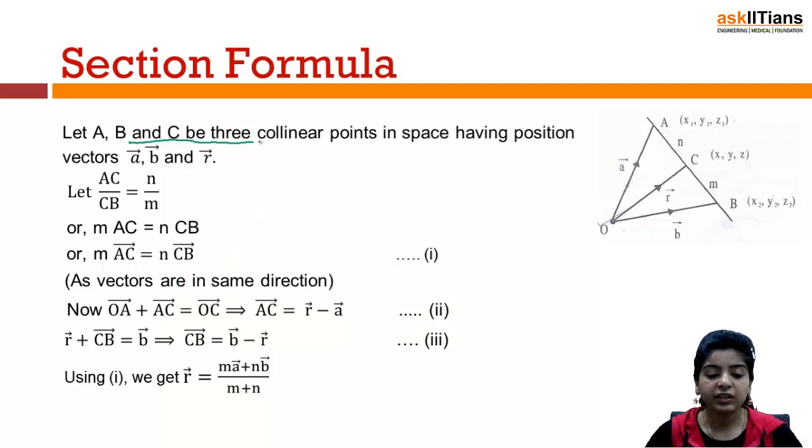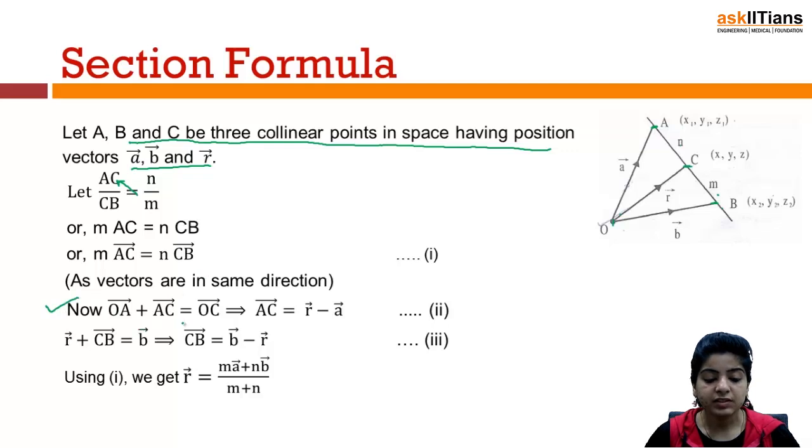Let A, B and C be three collinear points in space having position vectors a, b, r. This is A, this is B and this is R. Let AC by CB be N by M. This is N by M, AC by CB, it's given. Or M into AC becomes N into CB. M into AC vector is N into CB vector because the vectors are in the same direction.